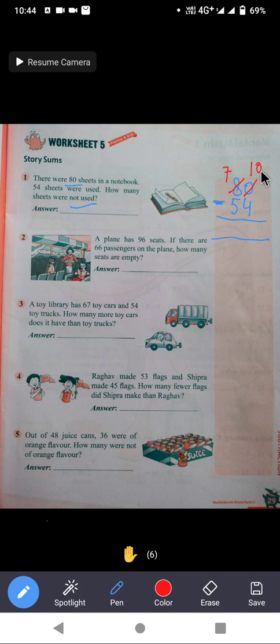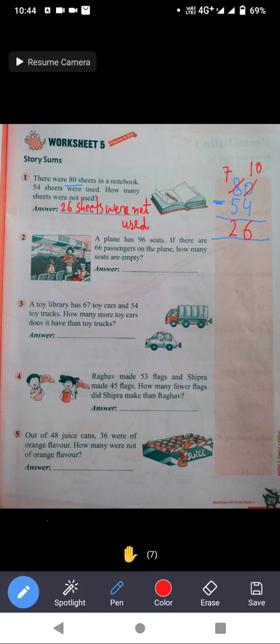Now we can easily subtract. 10 minus 4 is 6. Now 7 minus 5 is 2. So 80 minus 54 is 26. It means 26 sheets were not used. So we will write here 26 sheets were not used.